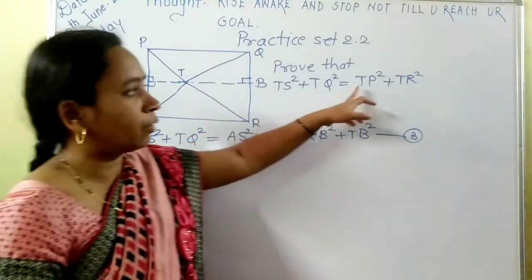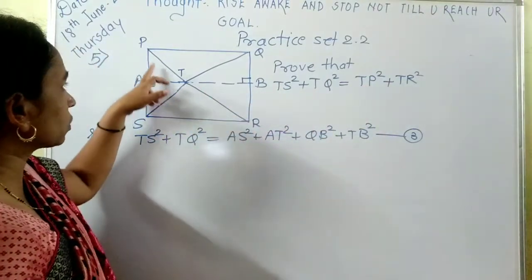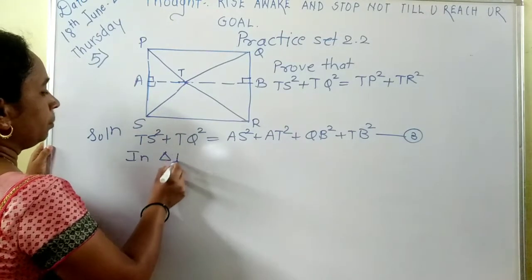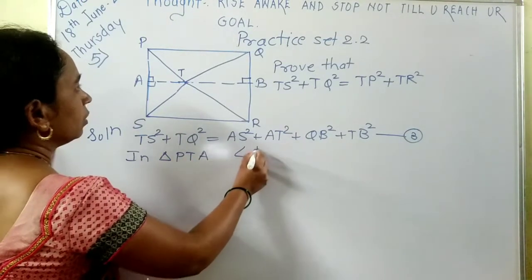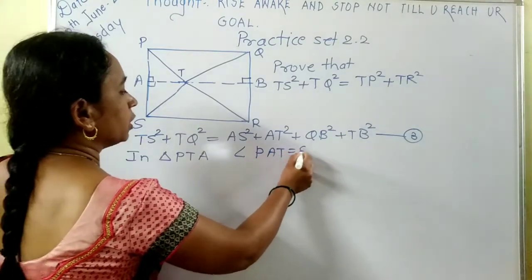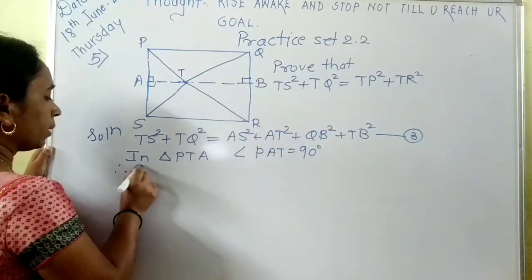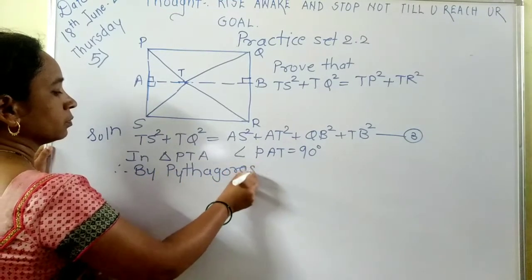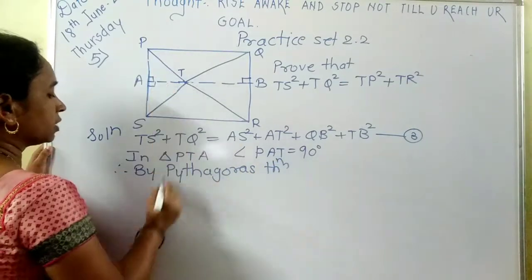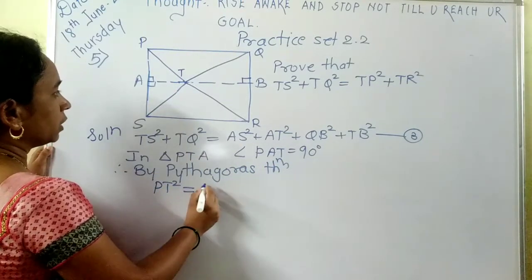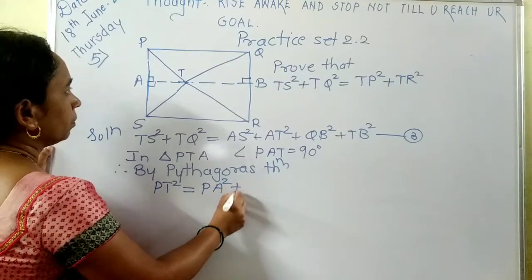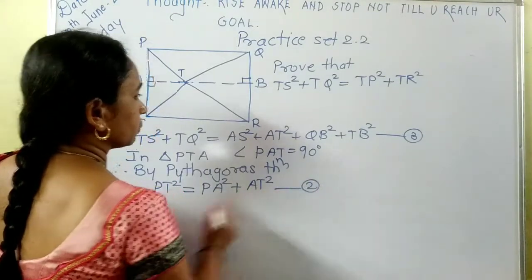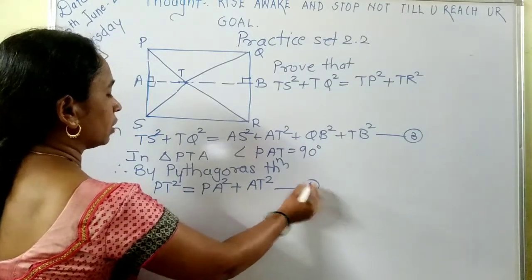Similarly, now we will go for TP square. TP square is the hypotenuse of this triangle. In triangle PTA, angle PAT is equal to 90 degrees. So therefore, by Pythagoras theorem, we can write PT square is equal to PA square plus AT square. So this is my second equation. Sorry, this is my fourth equation.